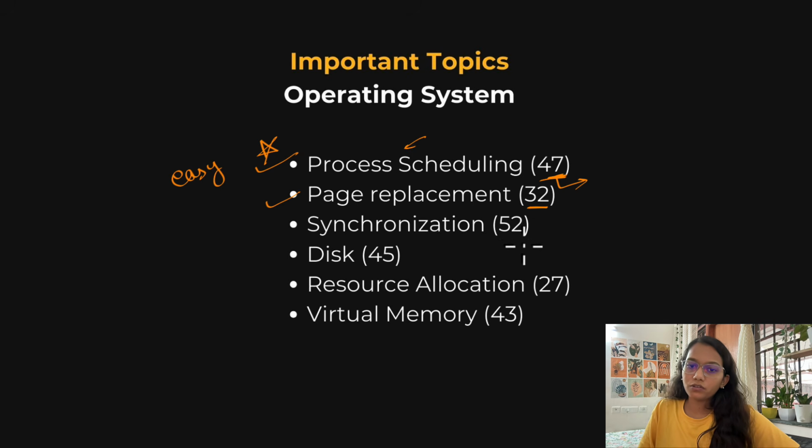So the next is synchronization. From synchronization you can see 52 questions came till now. But this part is somewhat tricky and, you can say, hard. Okay, so this is not an easy topic to understand. You have to spend a lot of time to understand this topic clearly.